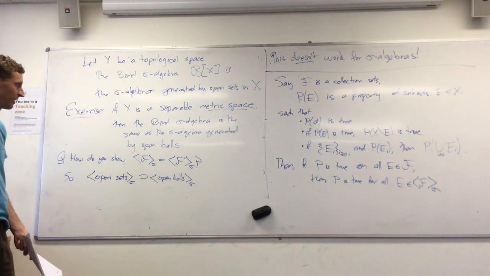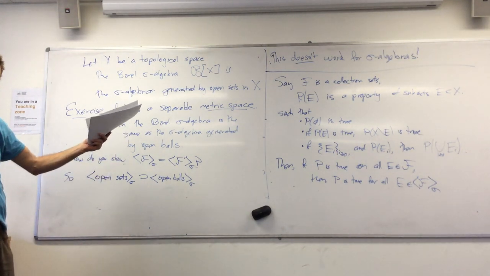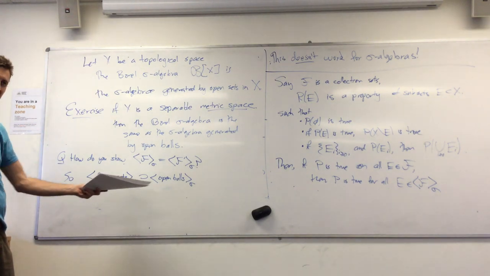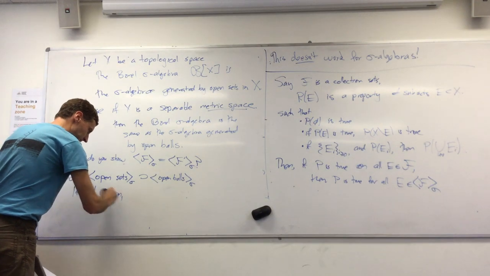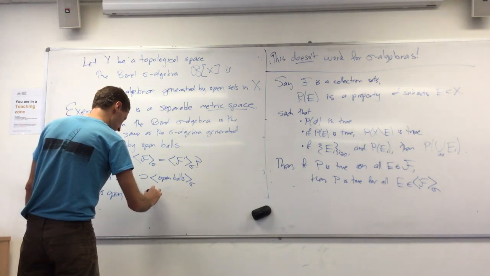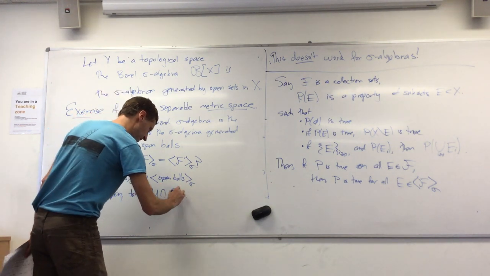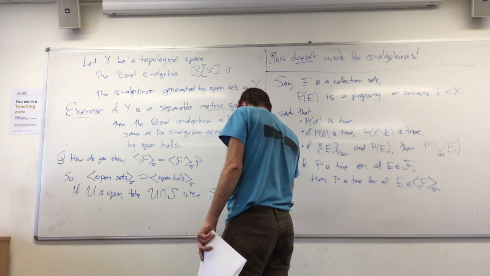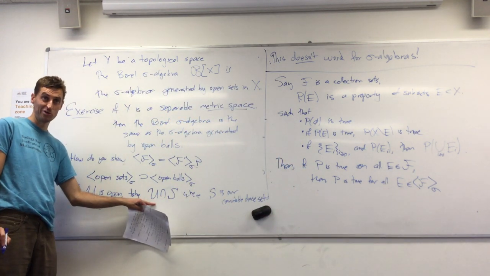Separability implies second countable? I think we can get away without using second countable. We can just do it pretty directly. Isn't every open set the union of countably many open balls? Yeah, so how do you do that? So if U is open, let's just take U intersect S, where S is our countable dense set. Okay, so this is now some countable set sitting inside U.